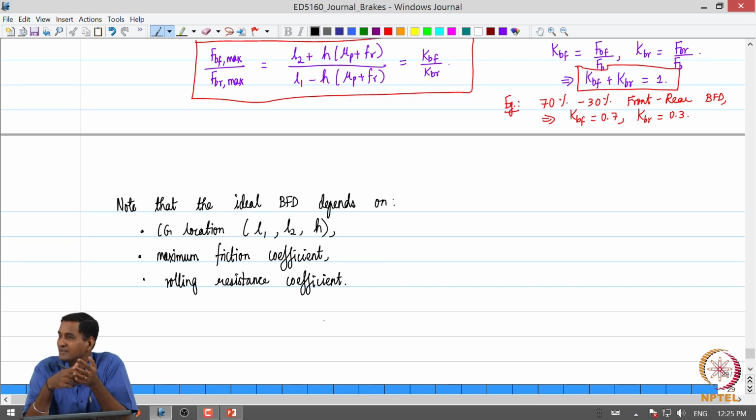That is where active braking control becomes important, because even if I want the same brake force, the way I distribute the brake force between the front and the rear is dependent on the vehicle operating conditions. So, that is one aspect.